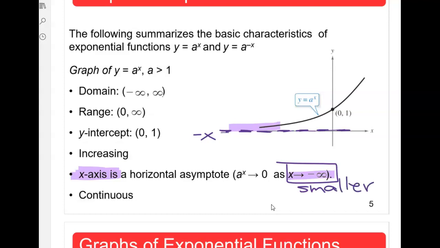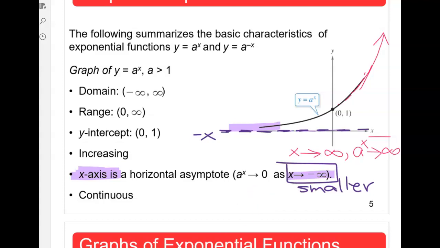And as you can see, as x approaches positive infinity, as x gets larger and larger, the graph keeps growing and growing and growing exponentially. So we say that the function a of x approaches infinity. And so, that is just how exponential functions work.